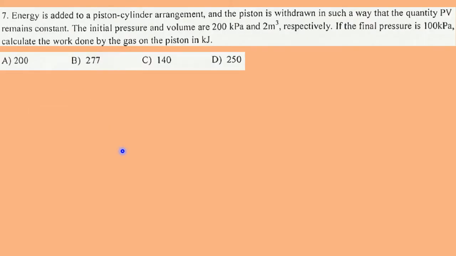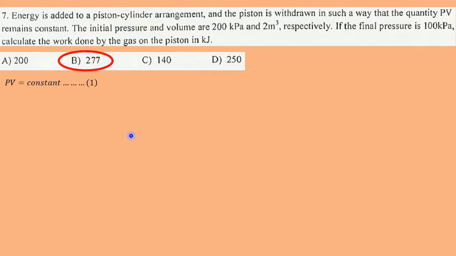Energy is added to a piston cylinder arrangement, and the piston is withdrawn in such a way that the quantity PV remains constant. The initial pressure and volume are 200 kilopascals and 2 meters cubed respectively. If the final pressure is 1000 kilopascals, calculate the work done by the gas on the piston in kilojoules. So the answer there is B, 277 kilojoules.